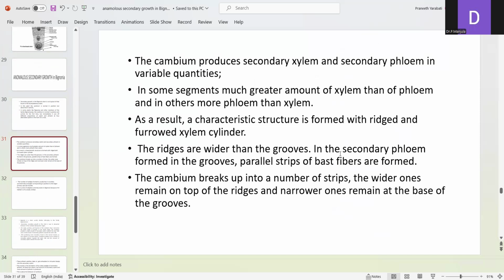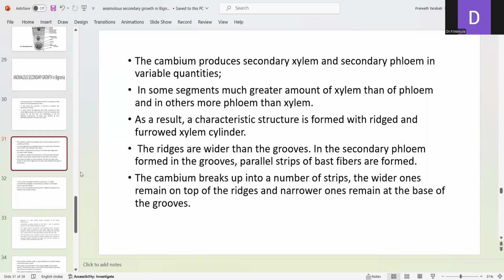In the grooves, the secondary phloem is formed along with parallel strips of bast fibers. The cambium breaks up into a number of strips here. Due to irregular activity, the cambium breaks into a small number of strips. The wider ones remain on top of the ridges and narrower ones remain at the base of the grooves. So the cambium ring behaves abnormally.